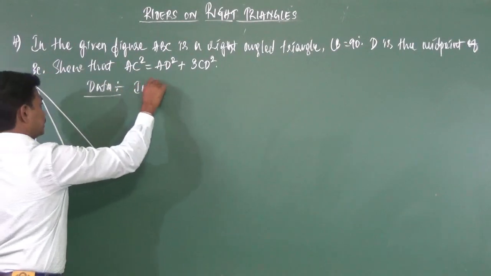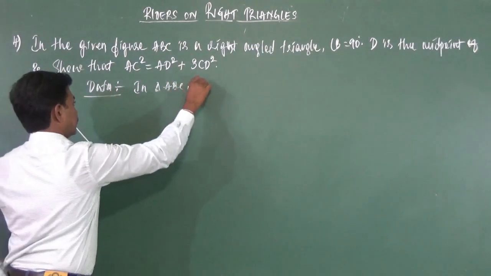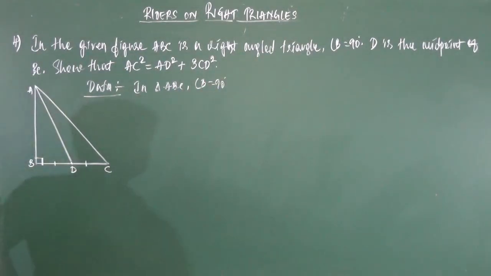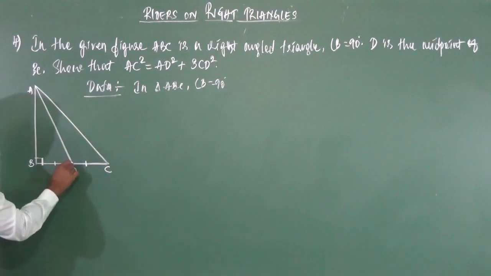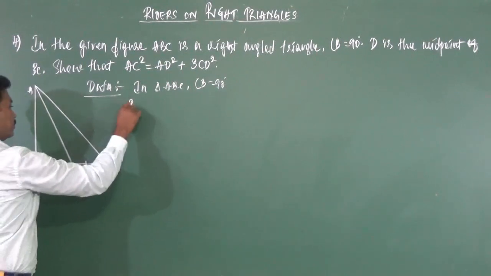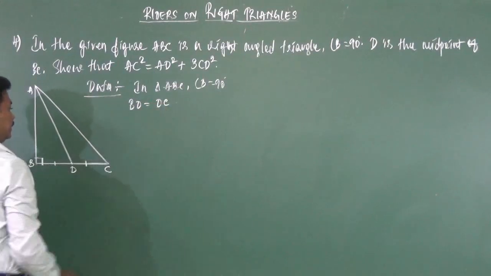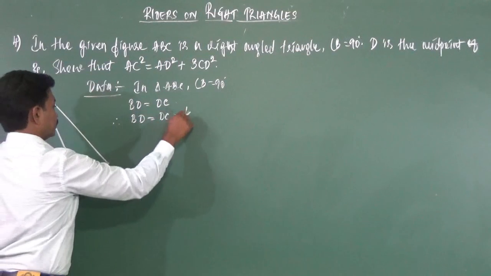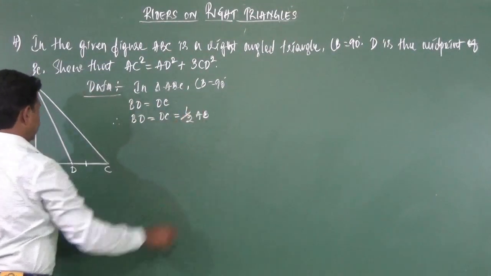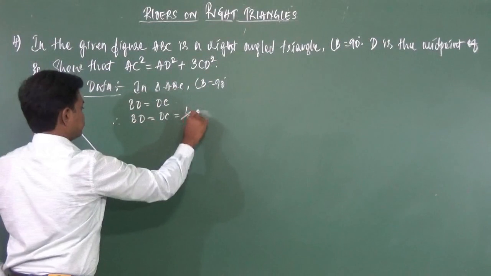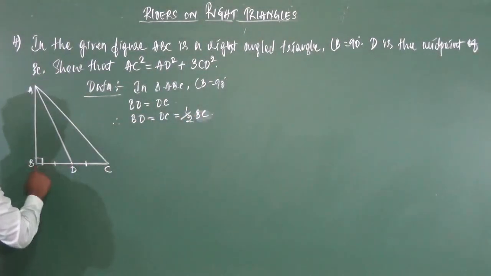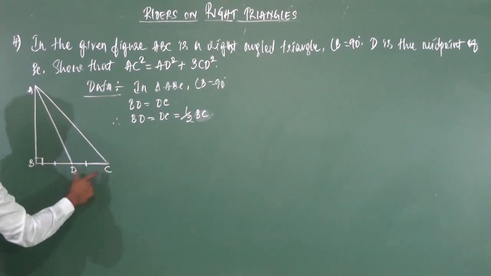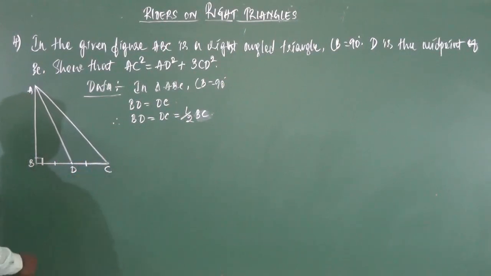So in triangle ABC, angle B is equal to 90 degrees. And very important, D is the midpoint of BC. So therefore BD is equal to DC, which is equal to half of BC. So BD is half of BC. Also DC is half of BC.